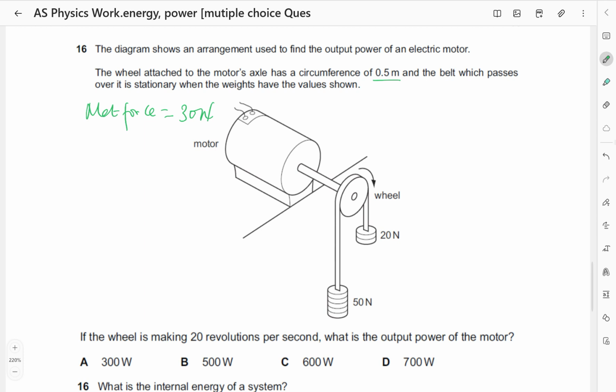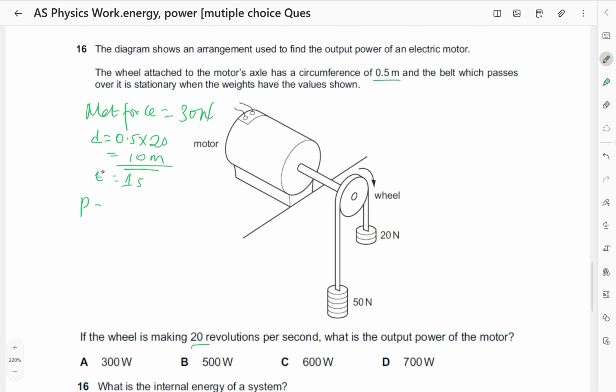If the wheel makes 20 revolutions in 1 second, the distance in 1 second can be considered to be the speed. So the total distance is going to be 0.5 times 20 revolutions, that is meters per second. So distance is 10 meters, but this is for 1 second. Distance moved in 1 second, so time is 1 second.